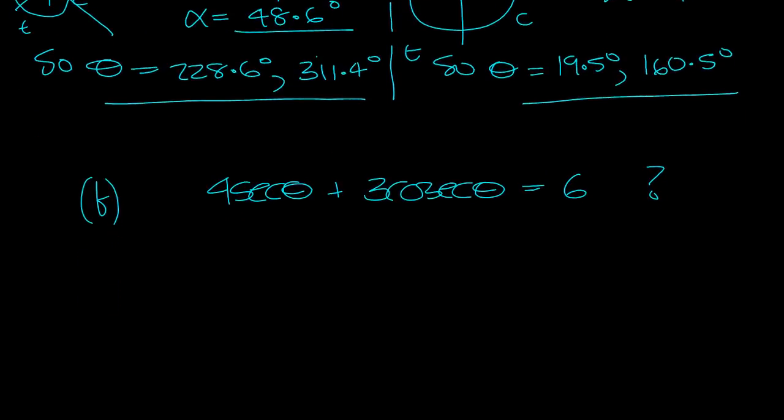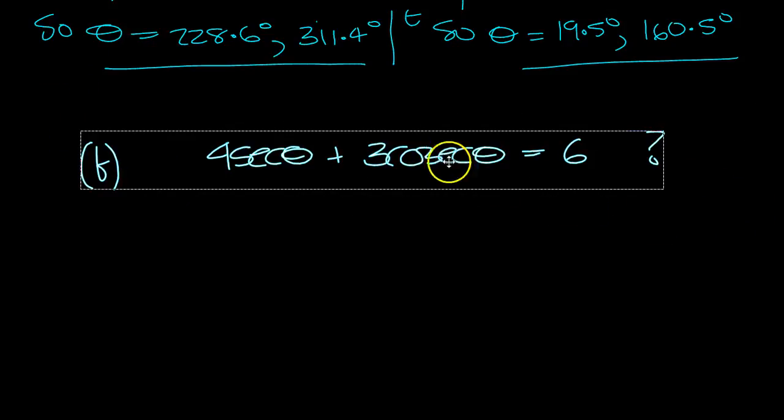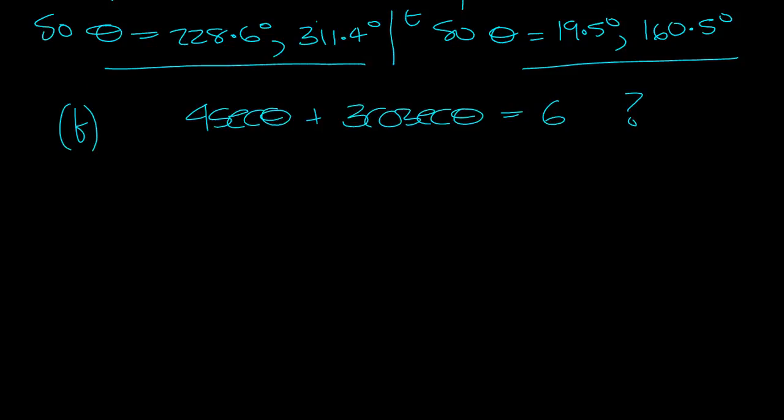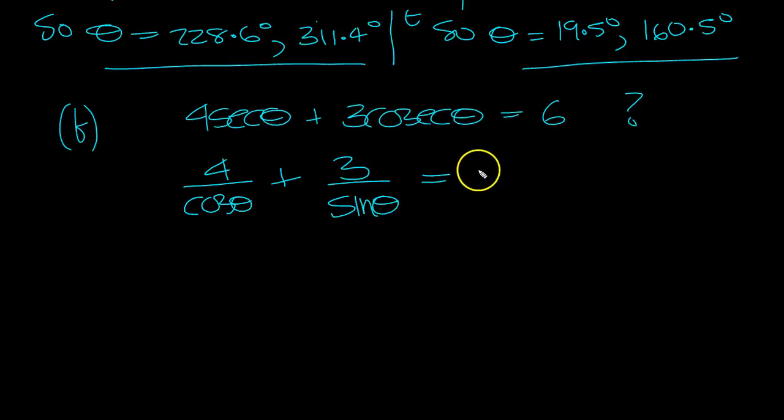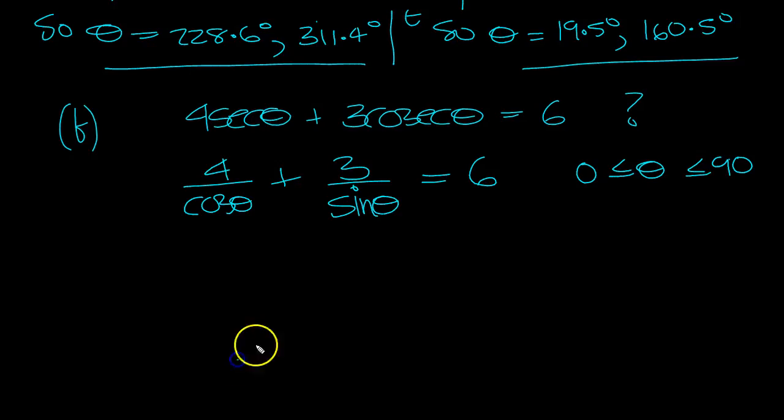Now, part B then. Let's have a look at this one. Why can that not equal 6? Well, let's write it in more familiar terms. 4 over cos plus 3 over sine equals 6. Okay, so theta was acute. Let's have a look at what it said. Yes, between 0 and 90. No values of phi, so we got a phi here, haven't we?